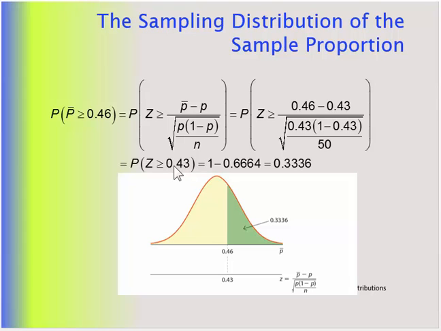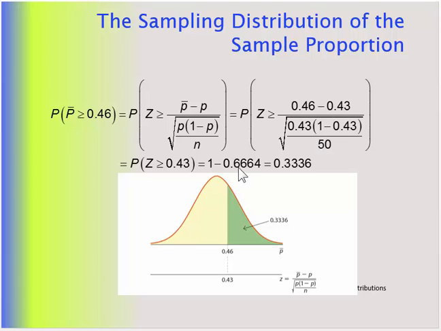So this tells us that the percent of women that are drinking iced coffee from Starbucks, the chance that it would be greater than this 0.43 is 33%, because we calculate out the 1 minus the z value, right?